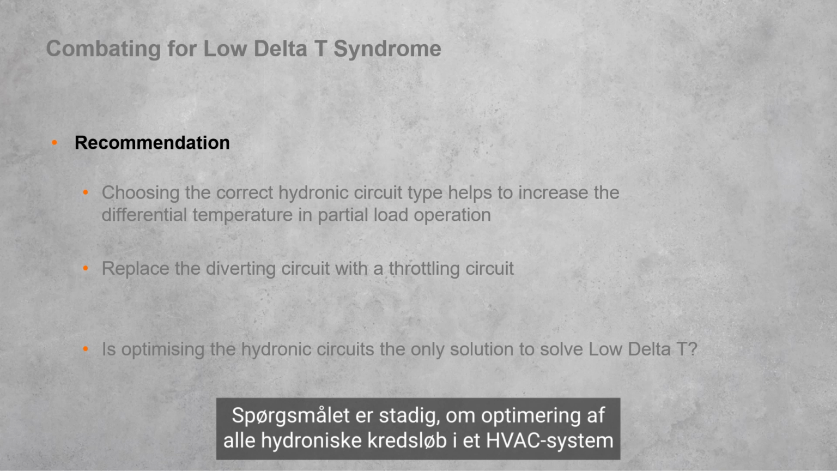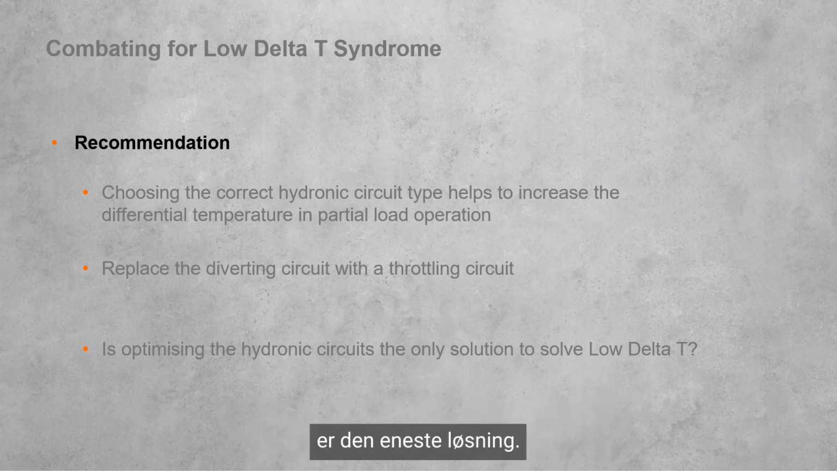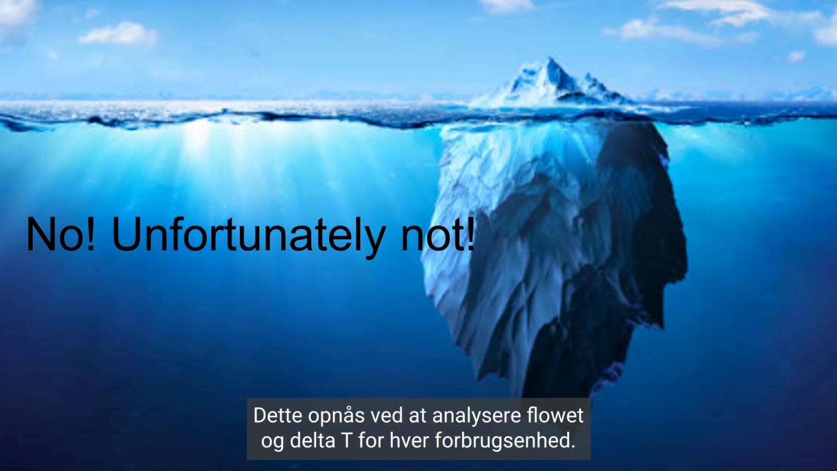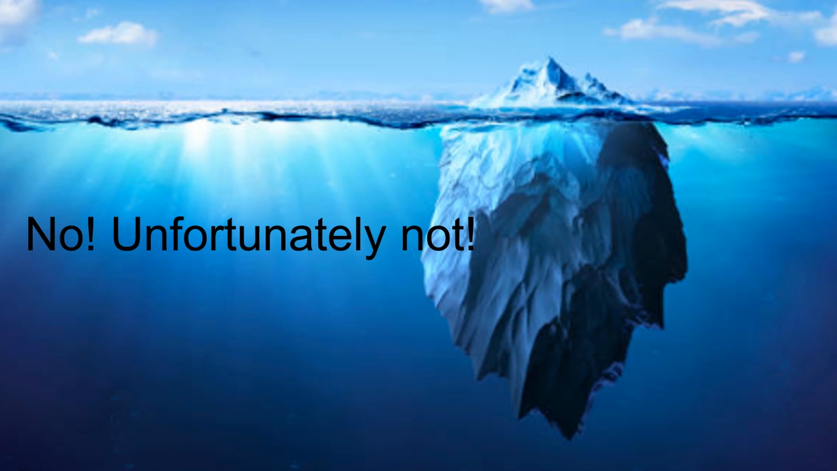The question remains whether optimizing all hydronic circuits in an HVAC system is the sole solution? No. Unfortunately not. With optimized hydronic circuits, the easily recognizable problems are fixed. A great potential is found in optimizing the whole system. This is achieved by analyzing the flow and delta T of each consumer.